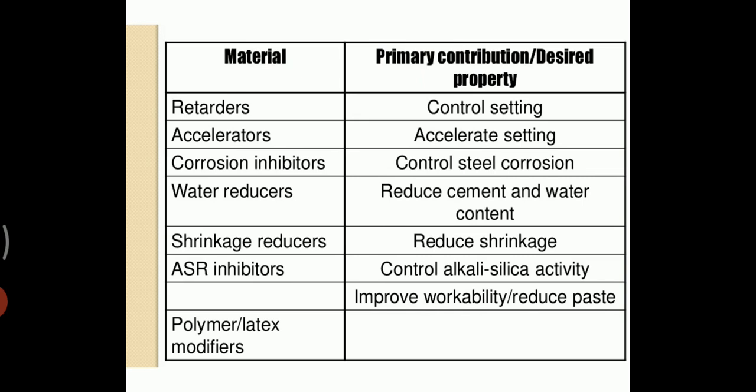Then corrosion inhibitors to control steel corrosion. Water reducers. Water reducers are used to reduce the cement and water content. Then shrinkage reducers to reduce the shrinkage. Then ASR inhibitors to control alkali silica reactivity. Then improve workability, reduce paste. Then polymer latex modifiers. So these materials should also be used to produce the high performance concrete.